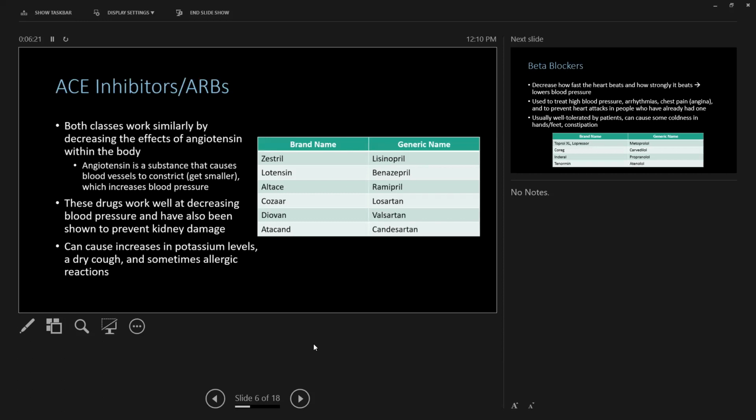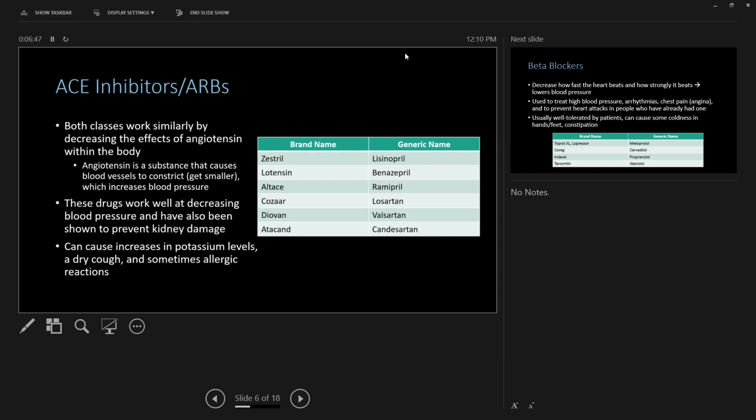Okay, so moving on, this is actually two classes of blood pressure medications, ACE inhibitors and ARBs. These are fairly older medications as well, but work super well, very commonly used, and really work fantastic for hypertension as well as a few other things. So they work similarly, which is why we discuss them together.